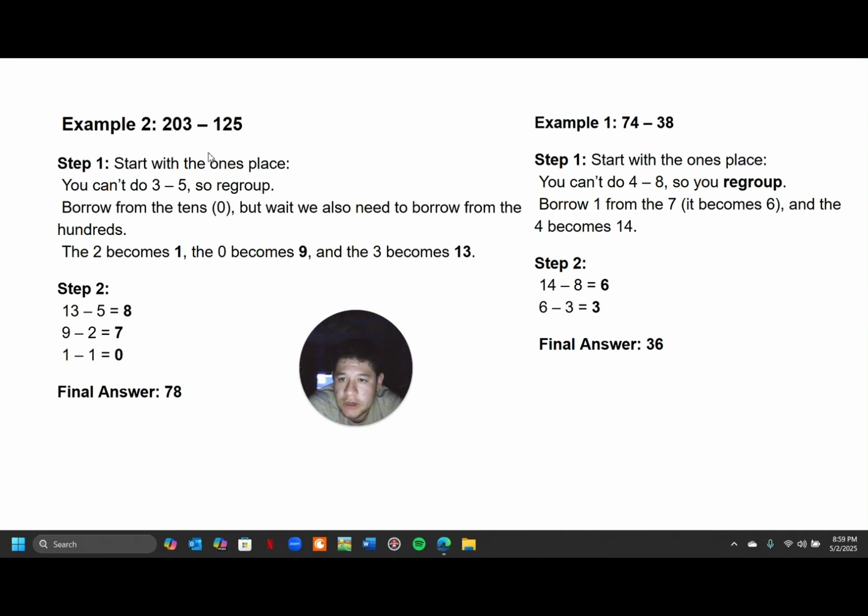And then we're going to use this, and they're going to subtract it. So 13 minus 5 is 8, then 9 minus 2 is 7, then 1 minus 1 is 0. So if we put these together, the answer would be 78.